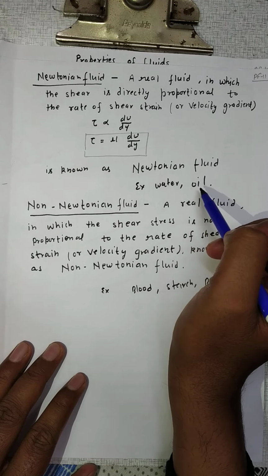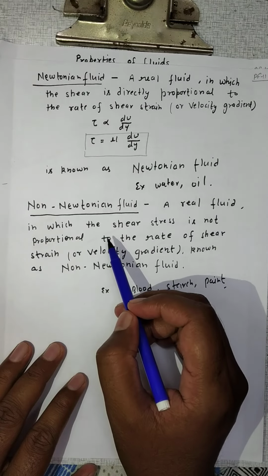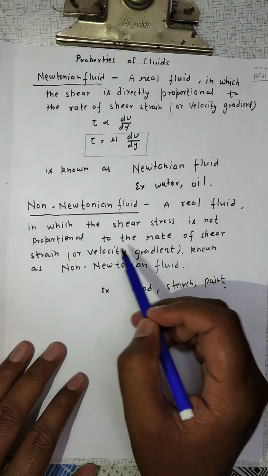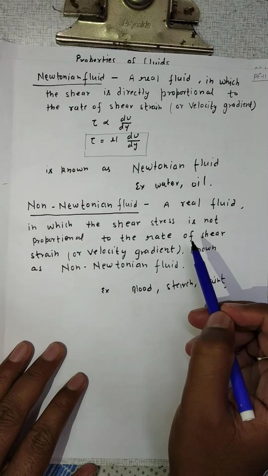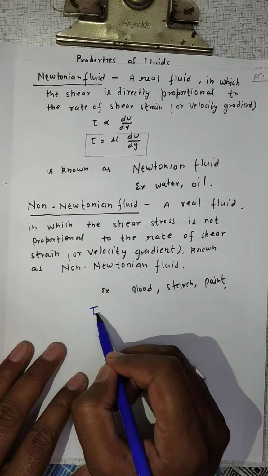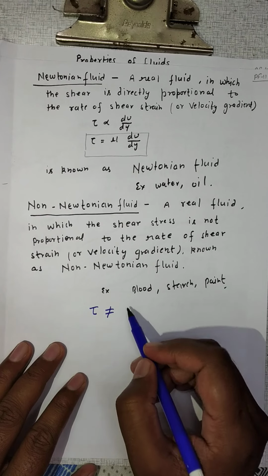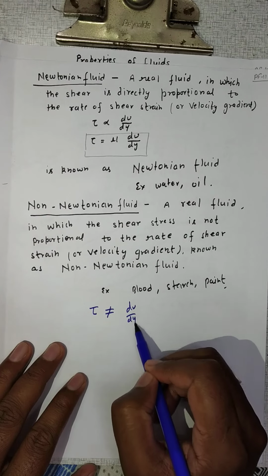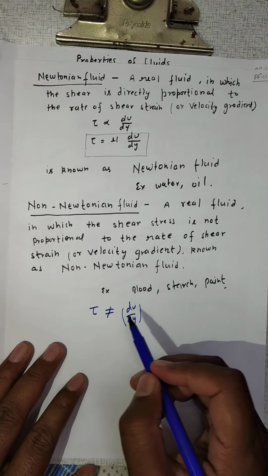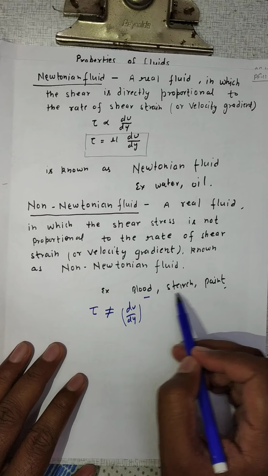Example: water, oil. A non-Newtonian fluid is a real fluid in which the shear stress is not proportional to the rate of shear strain. So tau is not directly proportional to du by dy. We can say it is a non-Newtonian fluid, like blood, paints.